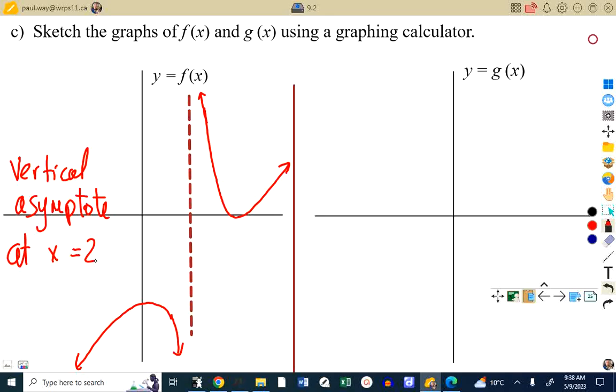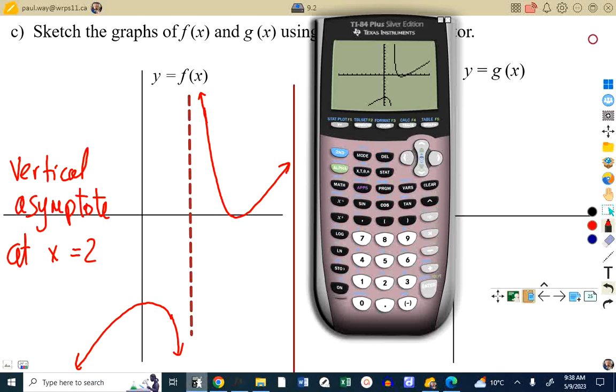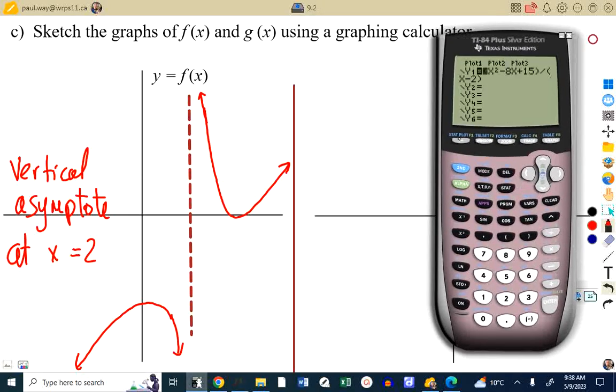What about g of x? Can somebody just help me out? Was g of x x squared minus 3x minus 2, or plus 2? Okay. So g of x is x squared minus 3x plus 2, divided by, in brackets, x minus 2. Is that better? Okay. x squared minus 3x plus 2.